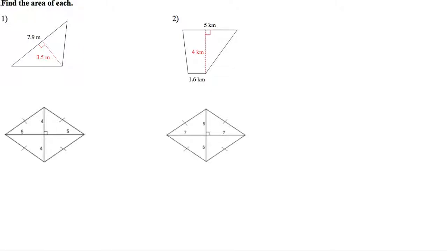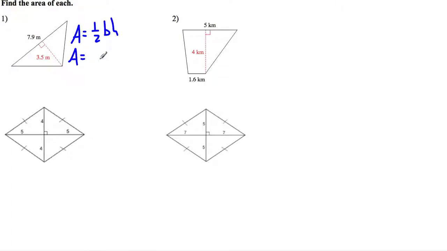So here we go. We want to find the area of each. We have a triangle, we have a parallelogram, we have a triangle, we have a trapezoid, and we have two rhombi. So let's take a look at this. Here we can see that we actually have the base and we have the height. We know that to be the case because these are perpendicular to one another.